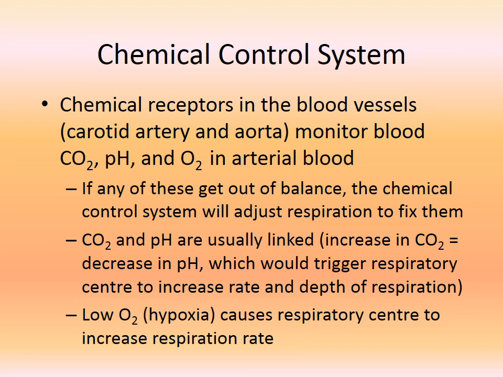And this is going to trigger those little tiny chemical receptors in our arteries that are constantly monitoring. They're going to say, wait a minute, our CO2 is going way up, the blood pH is going way down, and it's going to trigger the respiratory center to increase the rate and depth of respiration to get rid of it. We've got to get rid of the CO2. We've got to get our blood pH back to normal. So they're going to start increasing the rate and depth of our respiration to fix that.